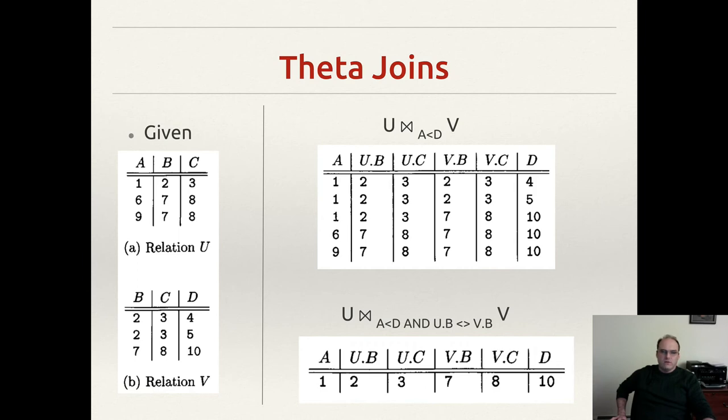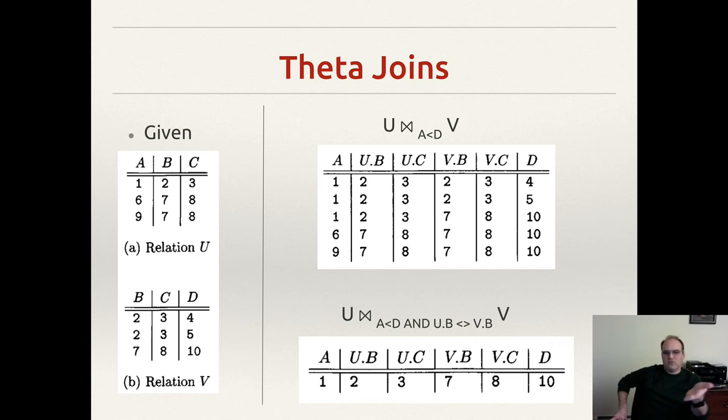Now the next two, right, so let's go to the second tuple in relation U. We're looking again for A is less than D, so 6 is A. And if we look at D in V, we can see that only 10 is greater than 6. So only the last tuple there is going to work. And in fact, that's the case. So we have 6, 7, 8, and then 7, 8, 10, which matches. And then we look at the last one, A is 9. Again, 9 is less than 10, so that works for A is less than D. So that last tuple in V is paired up with the last tuple in U to be the last tuple in our result set here.